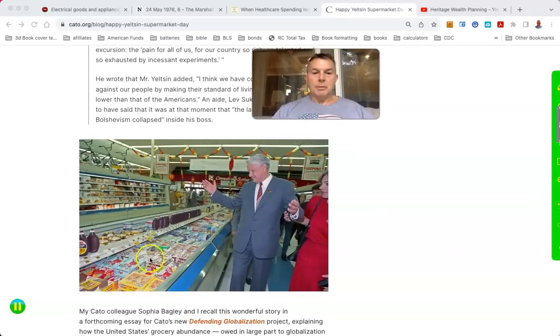Yep, and yet America is going to gripe. Look at this. He's looking at this right here. This is just not even a fancy schmancy supermarket.